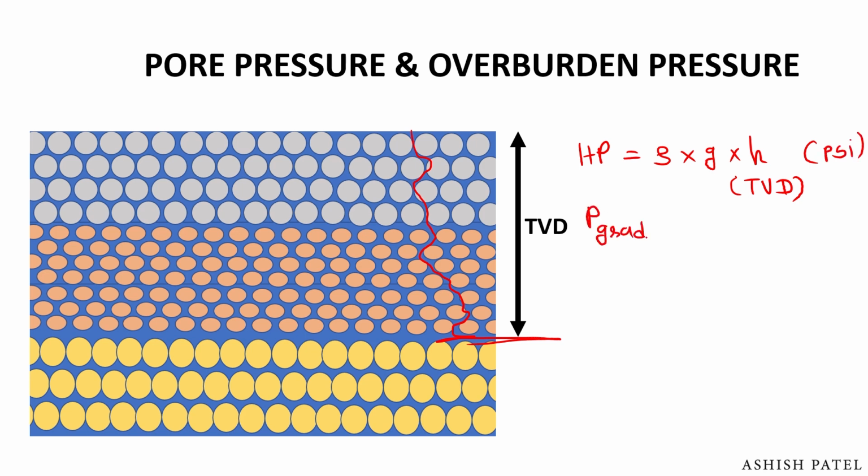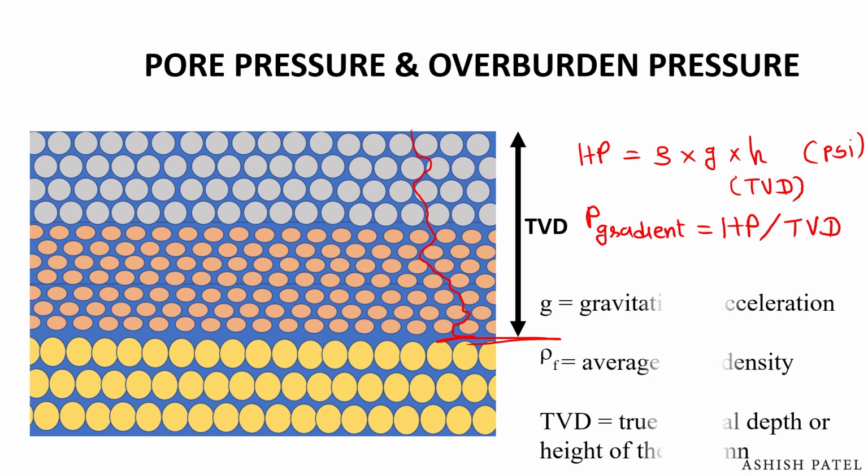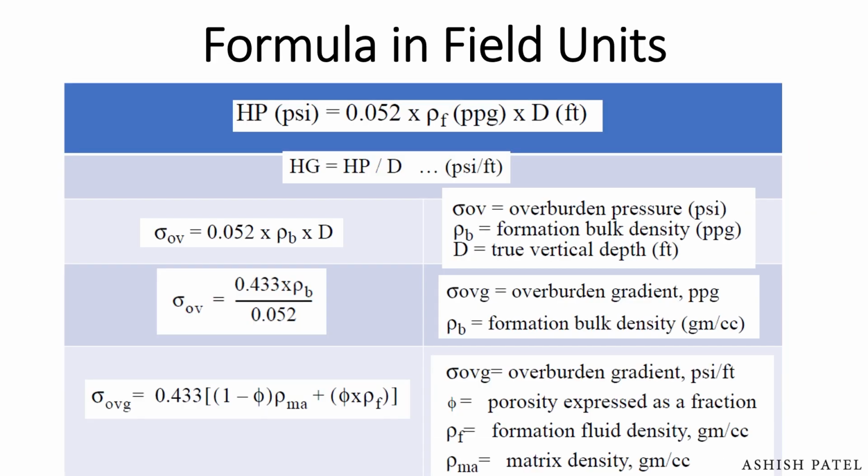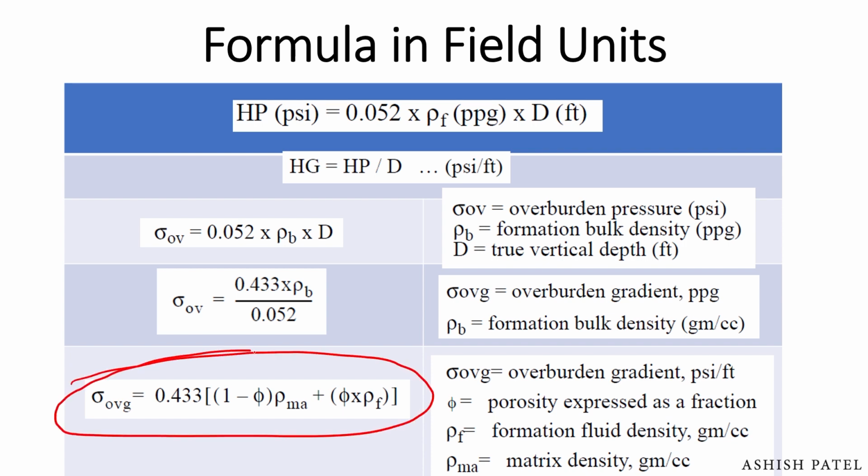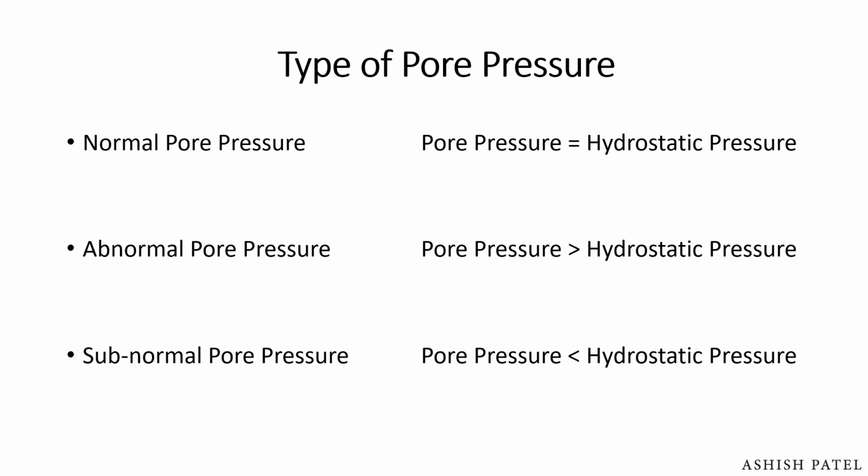The overburden pressure is defined the same as the hydrostatic pressure, but here, instead of the density of the fluid, we have to consider the density of the rock and fluids, which is called bulk density. Mathematically, it is the same formula as hydrostatic pressure. If the porosity, density of the fluids, and density of the rock are given, then the overburden gradient is given by the following equation. There are three types of pore pressure: normal pore pressure, abnormal pore pressure, and subnormal pore pressure.